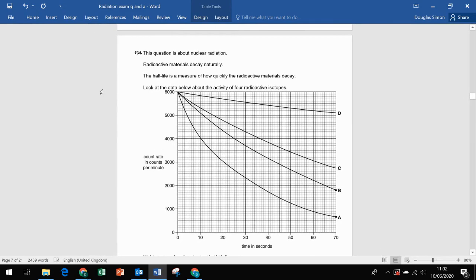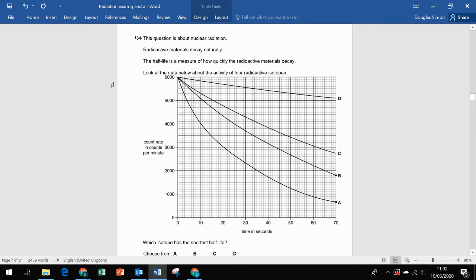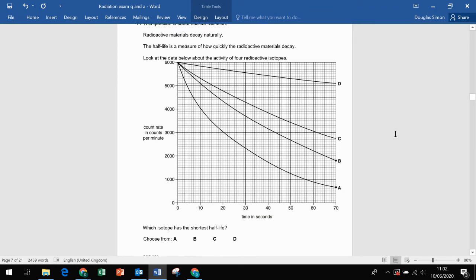All right, 6A. This question is about nuclear radiation. Radioactive materials decay naturally. The half-life is a measure of how quickly the radioactive material decays. Look at the data below about the activity of 4 radioactive isotopes. And then it says, which isotope has the shortest half-life? So which is the quickest to decay by half? So it should be fairly obvious which one decays the most quickly. Well, it's obviously this line. It has a half-life of only 20 seconds, so that means the answer is A.